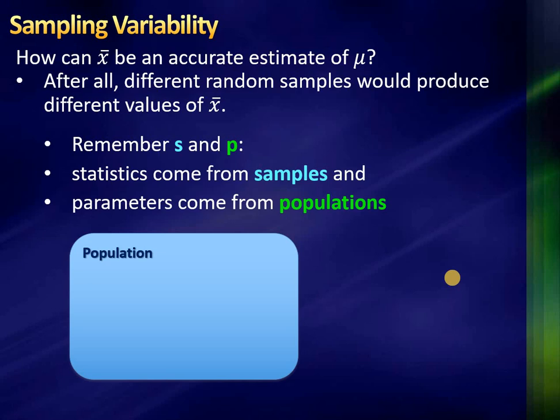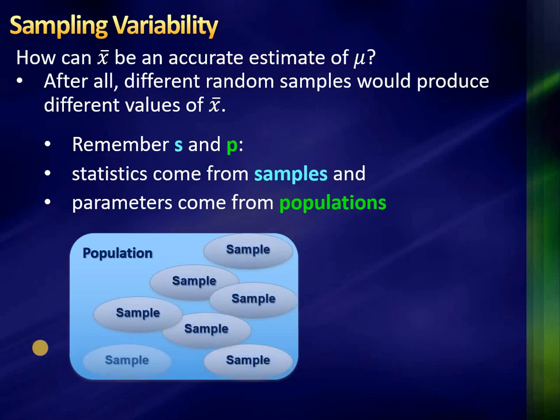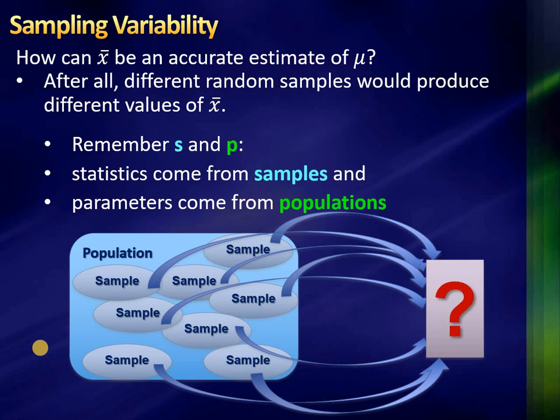So samples create statistics. Populations create parameters. Problem is, look at this. My samples can be all over the place. Did you guys catch that? One sample might be completely different from another. Some samples overlap. And each sample will have its own statistic. So we kind of have to think, how good is this statistic? Is this doing the job that I want it to do?